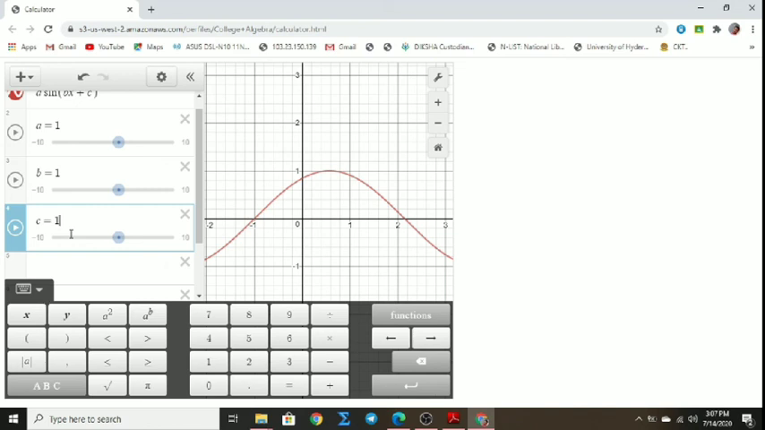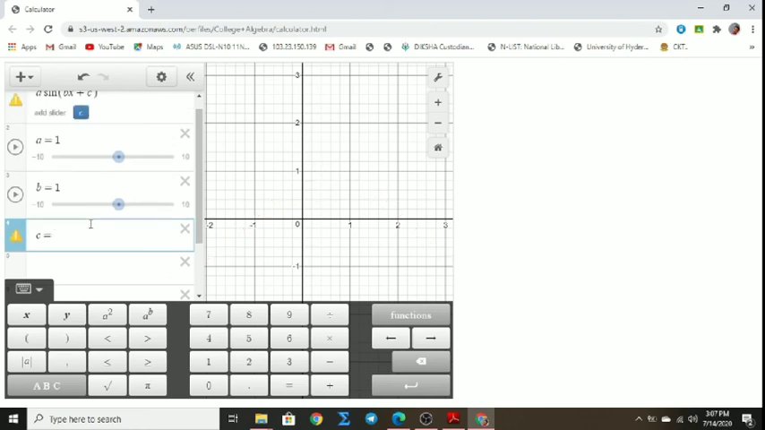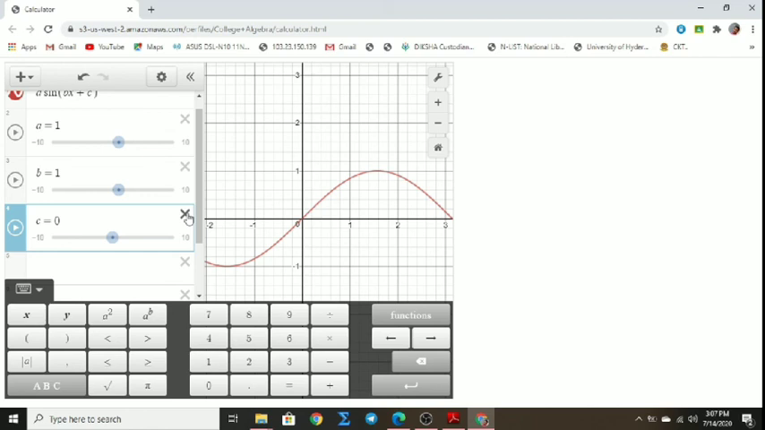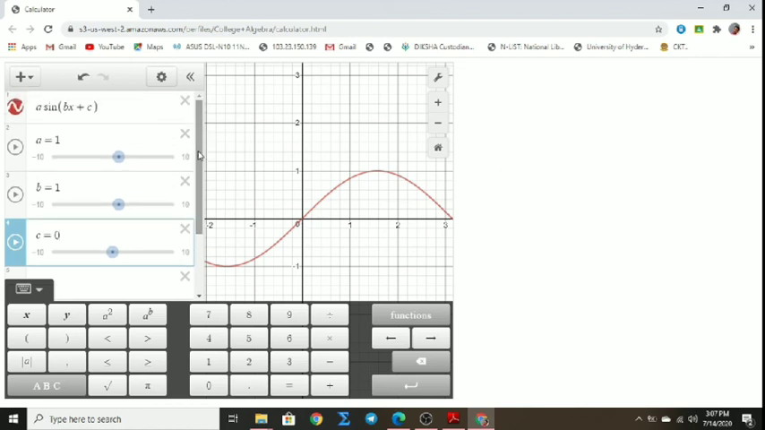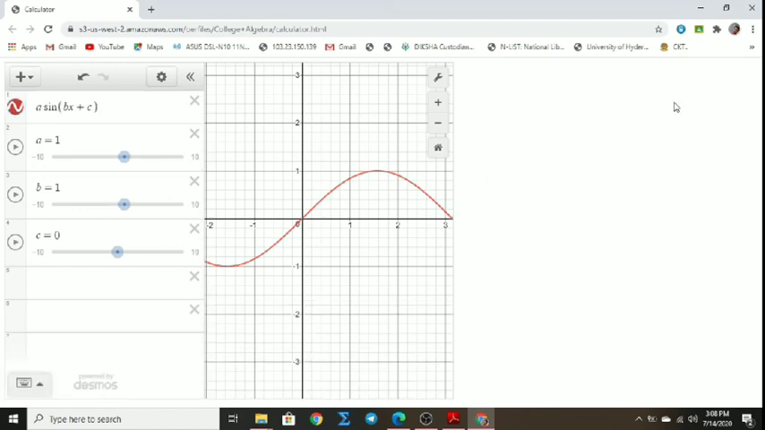Then c means the shift of that graph. See here, it is shifted somewhere. If I take it as 0, then it becomes our normal sine graph. So by changing the parameters we can look at the graph from different angles. Now you put in your function and draw the graph of your function. You try this, it is very nice.